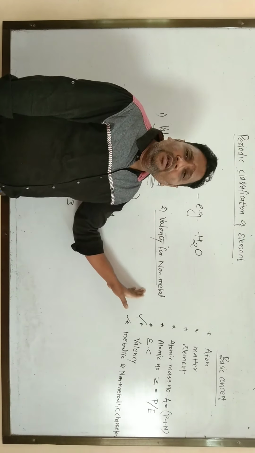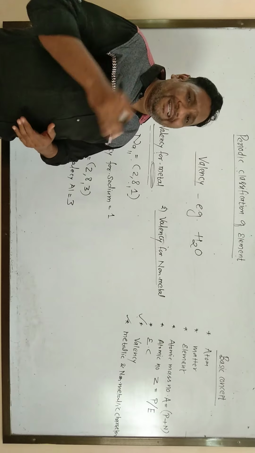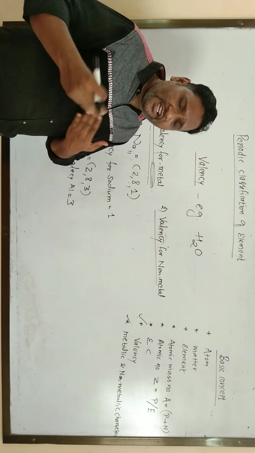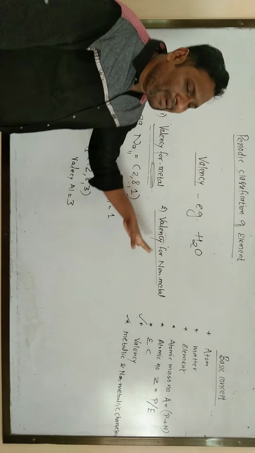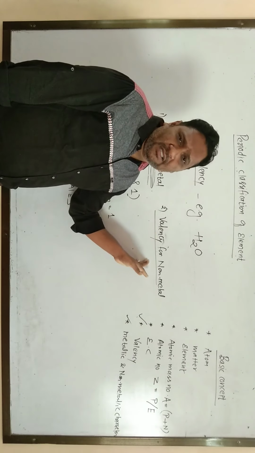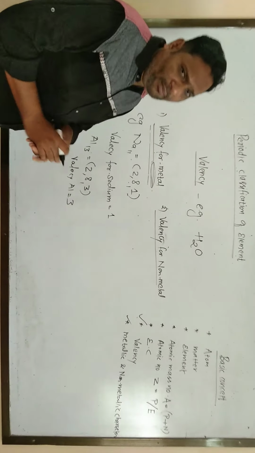So valency for non-metal is very simple. The number of electrons gained or accepted by the non-metal from a neighboring atom is the valency for non-metal.